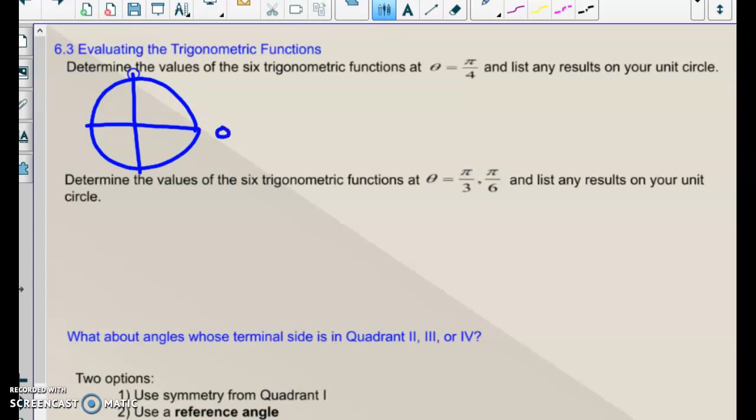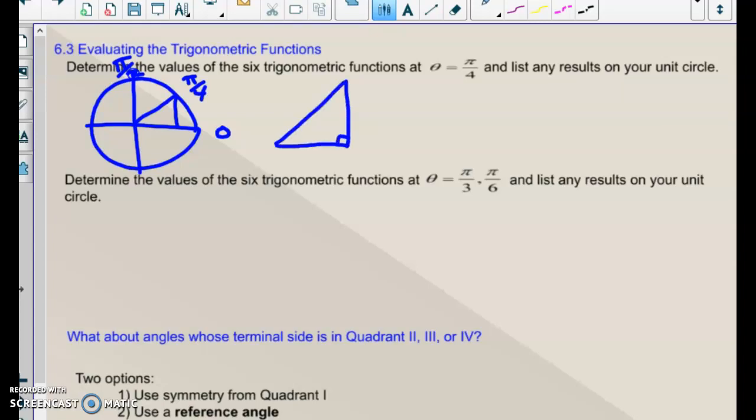We know this is 0, we know this is pi over 2, so halfway in between there is going to be my pi over 4. And when we were doing degrees, we would have called that 45 degrees. And you can change that into radians and back and forth by multiplying by pi over 180 or 180 over pi. So what we're going to do is find out what values we get.